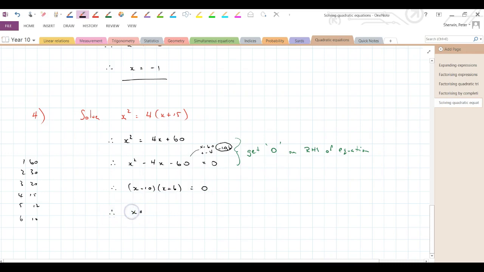And therefore, x equals... if you want to, you can jump straight to the solution at this stage, if you can see it. But this step here, x minus 10 equals 0, or x plus 6 equals 0, is going to get me my solutions of x equals 10 or x equals minus 6. You might have noticed that the solution is the opposite to the term in the bracket. So x minus 10 gives us a solution of x equals 10. X plus 6 gives us a solution of x equals minus 6. So the opposite sign to what's in there. That solves my quadratic equation there. Firstly, I had to get 0 on the right-hand side.